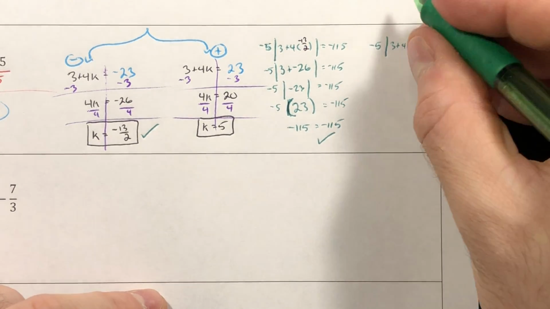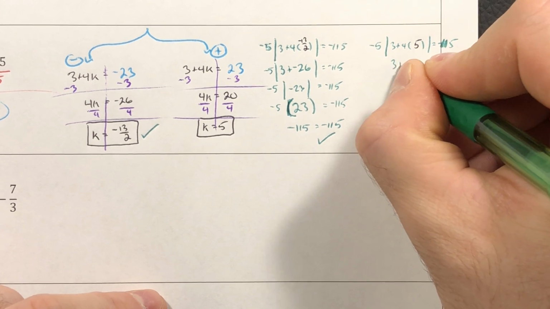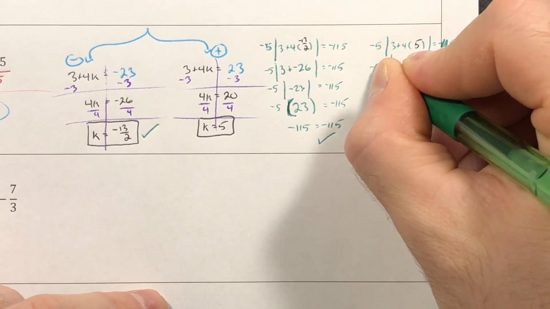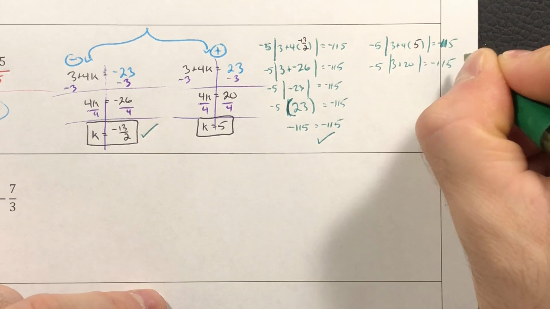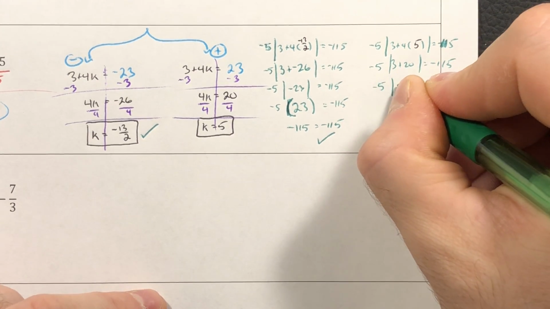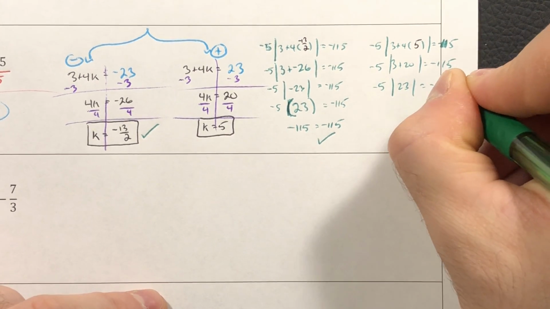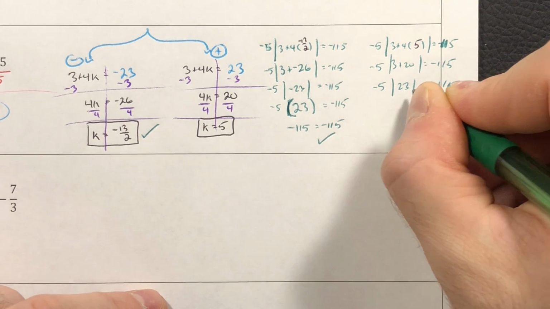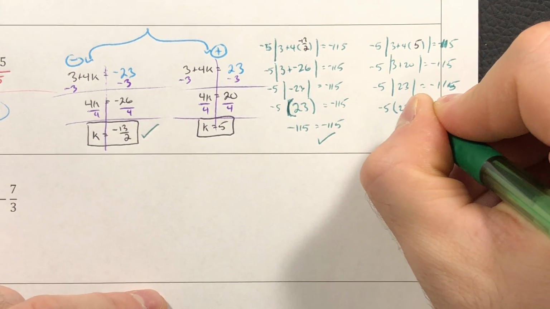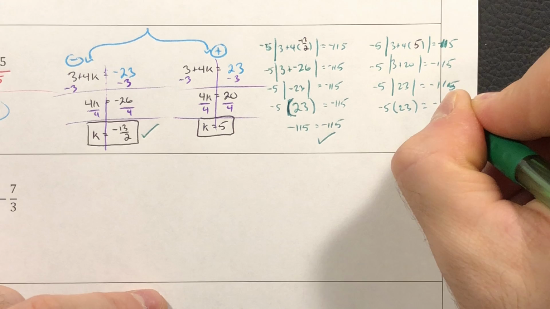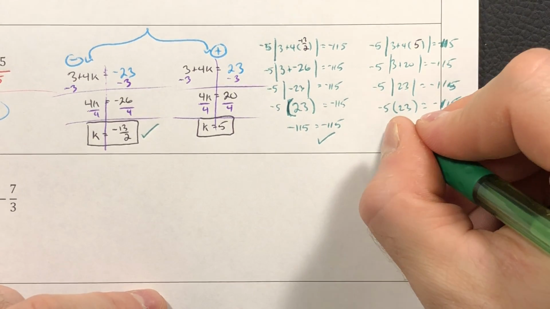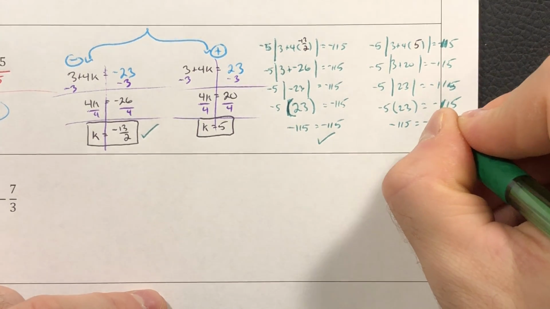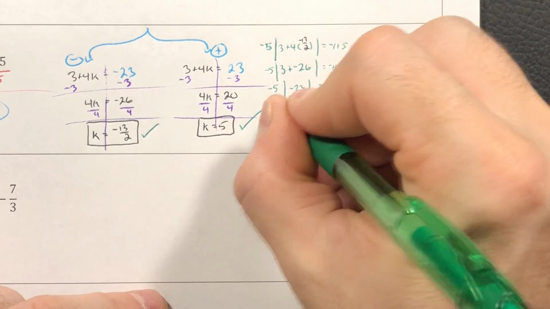Second answer, let's see, that's going to be 3 plus 20, which is 23. So negative 5 times the absolute value of 23 is negative 115, which we know that's going to be a positive 23, giving us negative 115 equals negative 115. So both answers work out.